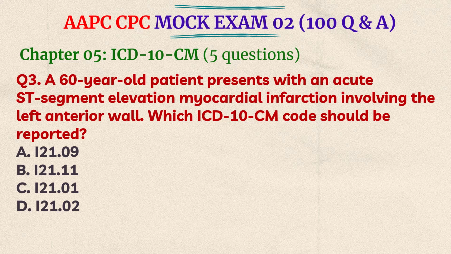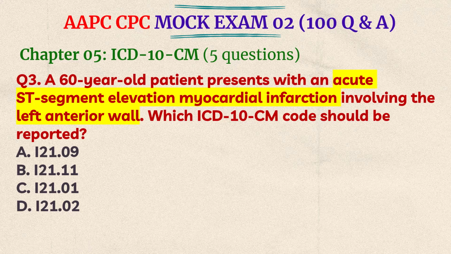Which ICD-10-CM code should be reported? So there are 4 codes available. Take your ICD-10-CM code book and find the answer. Here you have to highlight this is acute ST elevation MI involving the left anterior wall. When you look at the answers, you can see all are adjacent codes available. So you can use the elimination method to find the answer.